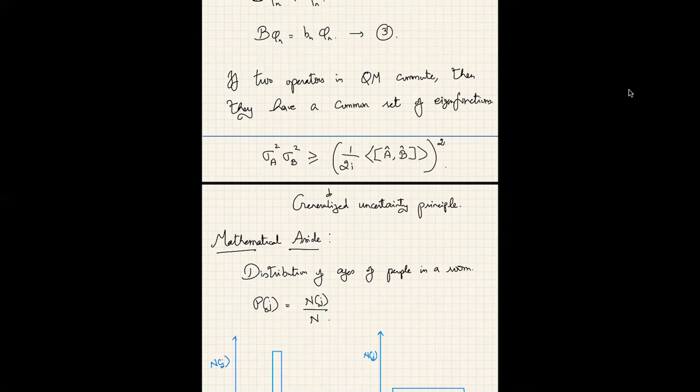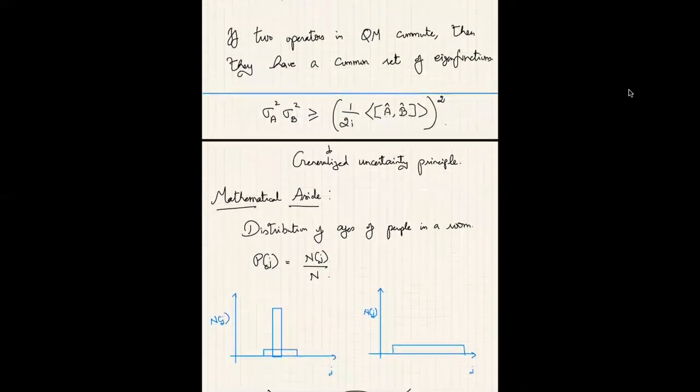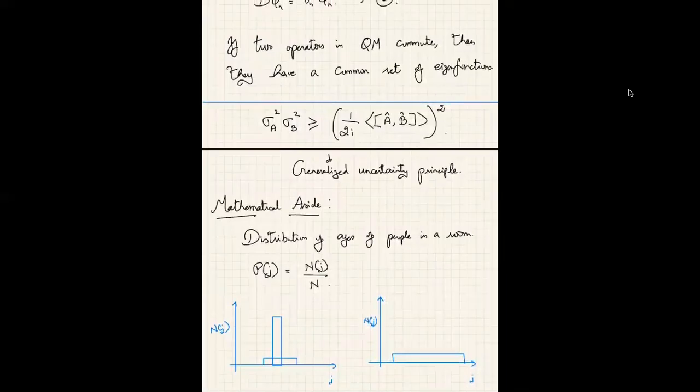So basically, if you make one of the distributions look like the left one, then the other distribution will necessarily look like the right one, because the product of these two standard deviations has to be some particular value. If you make the standard deviation of one as close to 0 as possible, so that it is very, very sharply peaked, like in the left-hand side graph, then the other distribution will necessarily be very, very largely spread. So this is the usual statement.